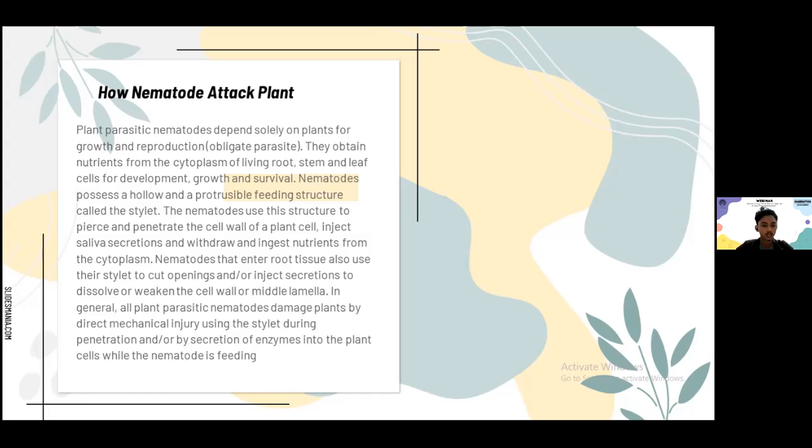Nematodes inject secretions to dissolve or weaken the cell wall or middle lamella. In general, all plant parasitic nematodes damage plants by direct mechanical injury using the stylet during penetration and/or by secretion of enzymes into the plant cell while the nematode is feeding.